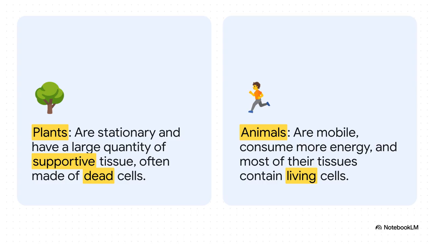Think about it. Plants don't move. They're stuck in one spot. So what do they need? They need to be sturdy. They need support. That's why so much of a plant is made of supportive tissue. A lot of it even dead cells, like wood, because it provides strength without costing any energy.